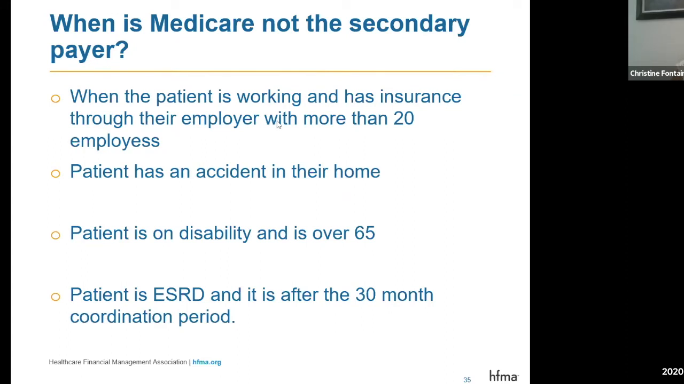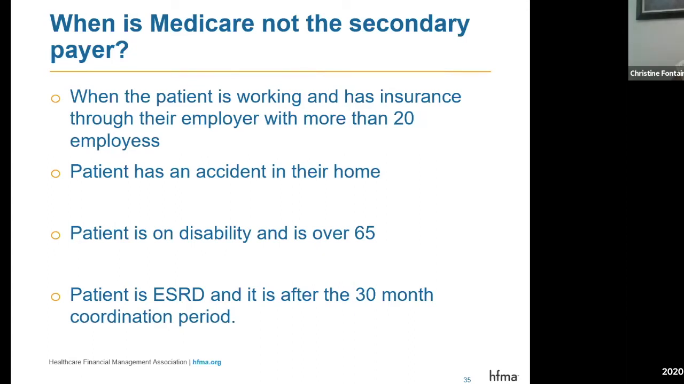When is Medicare not the secondary payer? Keyword there is not. Okay, Diane? Actually, the correct answer is number 2. Accidents in the home are not covered under liability, and Medicare would be the primary payer.